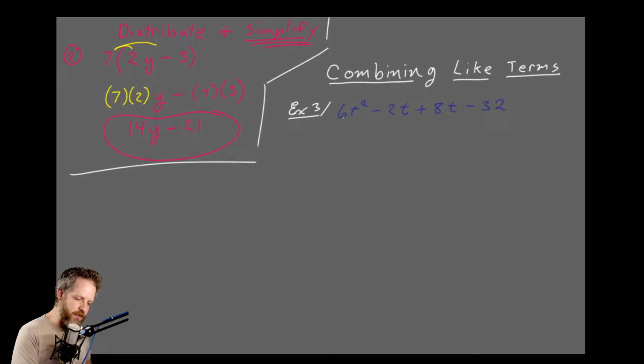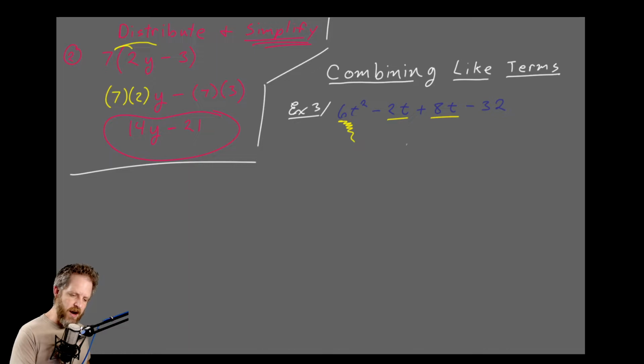Now, so what terms are alike? Well, this one's alike with that one. So what makes those two terms alike? And why is that one not like it? Because this one has a t and that one has a t and so does that one.